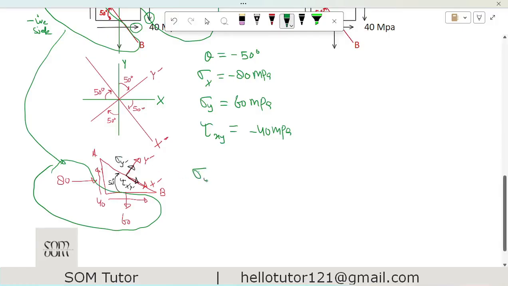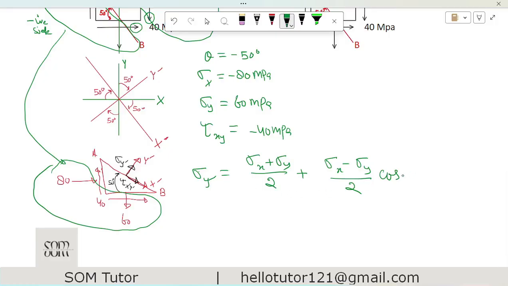So sigma y prime is sigma x plus sigma y divided by 2, plus sigma x minus sigma y divided by 2 times cos of what? Is it 2 theta or 2 times 90 plus theta? Because it is the y prime, it is 2 times 90 plus theta. Then plus tau xy shear stress times sine of, is it 2 theta or 2 times 90 plus theta? Because it is y prime, it is 2 times 90 plus theta.